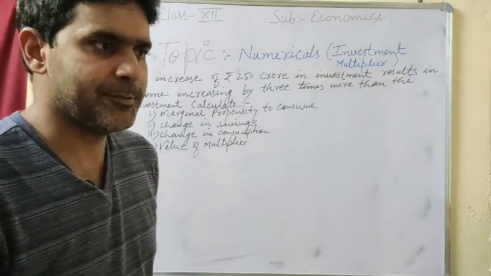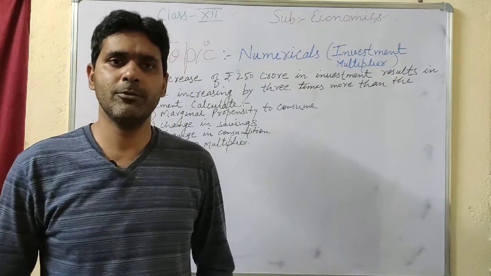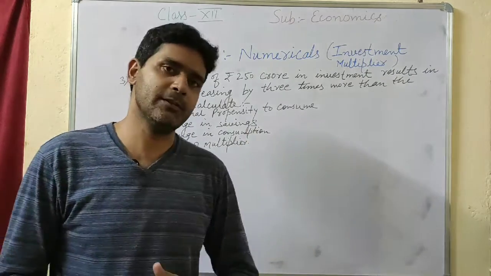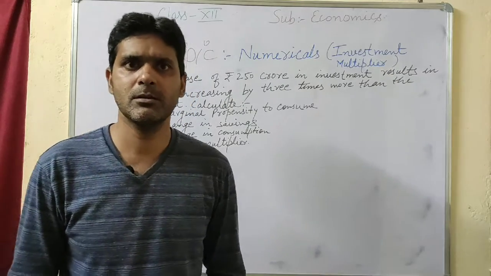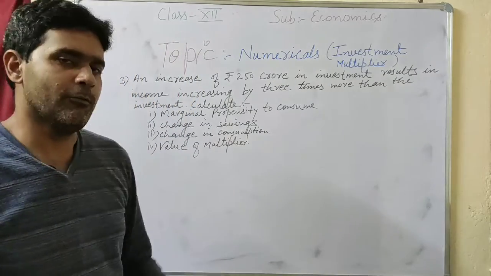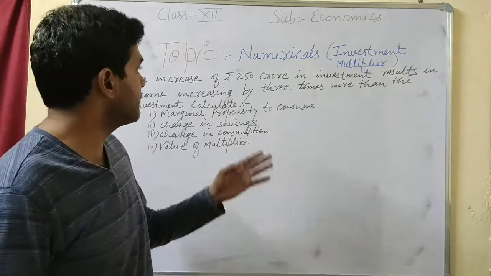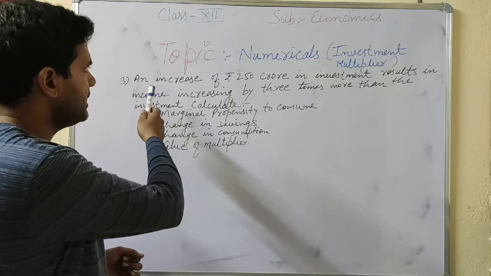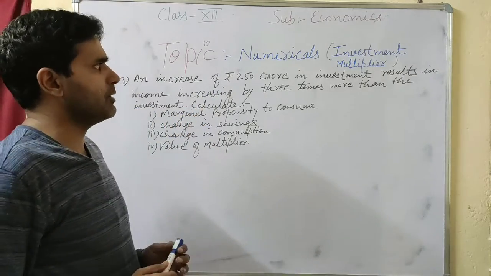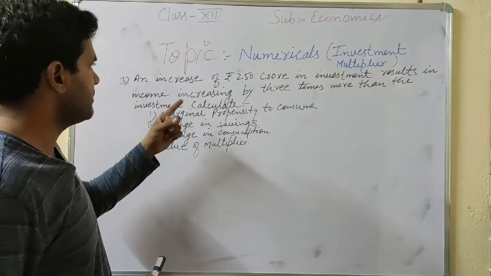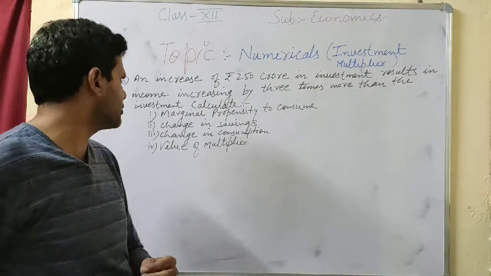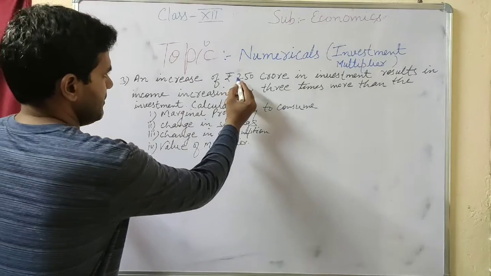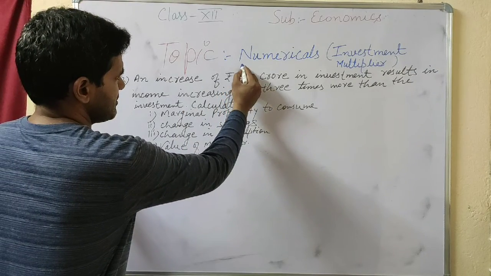So dear students, in our previous video we explained two numerical problems based on the investment multiplier. Now we are moving forward and I have given one more problem for you. Here I begin. An increase of rupees 250 crore in investment results in income increasing by 3 times more than the investment. So increase in investment means this is delta I.